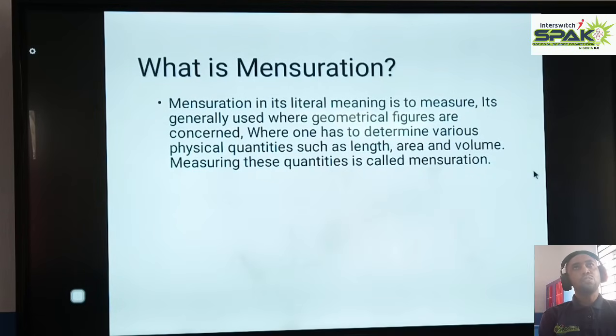Now, what is mensuration? Mensuration, in its literal meaning, is to measure. It's generally used where geometrical figures are concerned, where one has to determine various physical quantities such as length, area, and volume. Measuring these quantities is called mensuration.